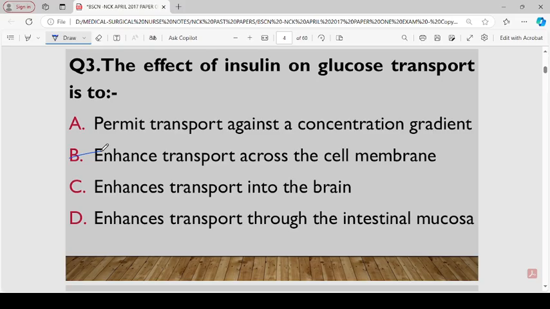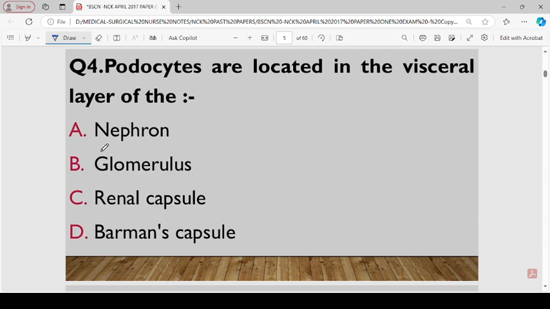Okay, let's look at number 4. Podocytes are located in the visceral layer of the... All right. Of course, the nephron is the functional unit. Capillaries, these are just the glomerulus. These are just capillaries. The renal is the fibrous layer. The Bowman capsule is where you find these podocyte cells.